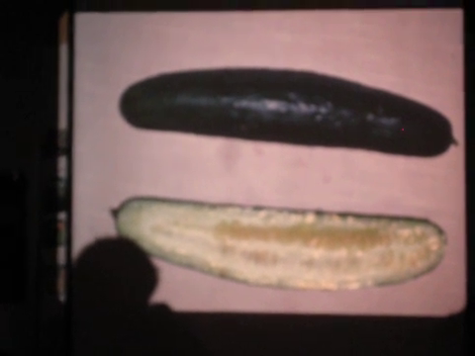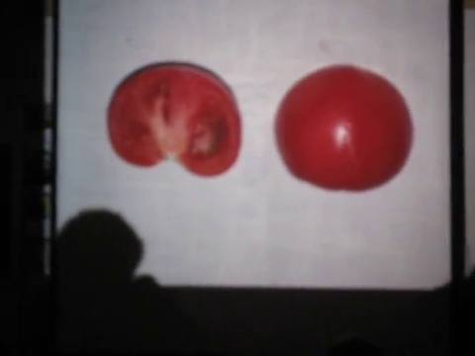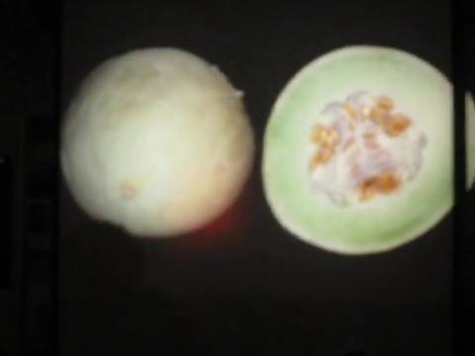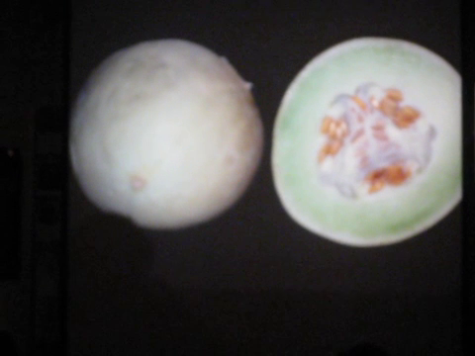What kind of fruit? Pepo. Somebody likes to say that. How about this? What kind of fruit? Berry. What kind of fruit? Melon.